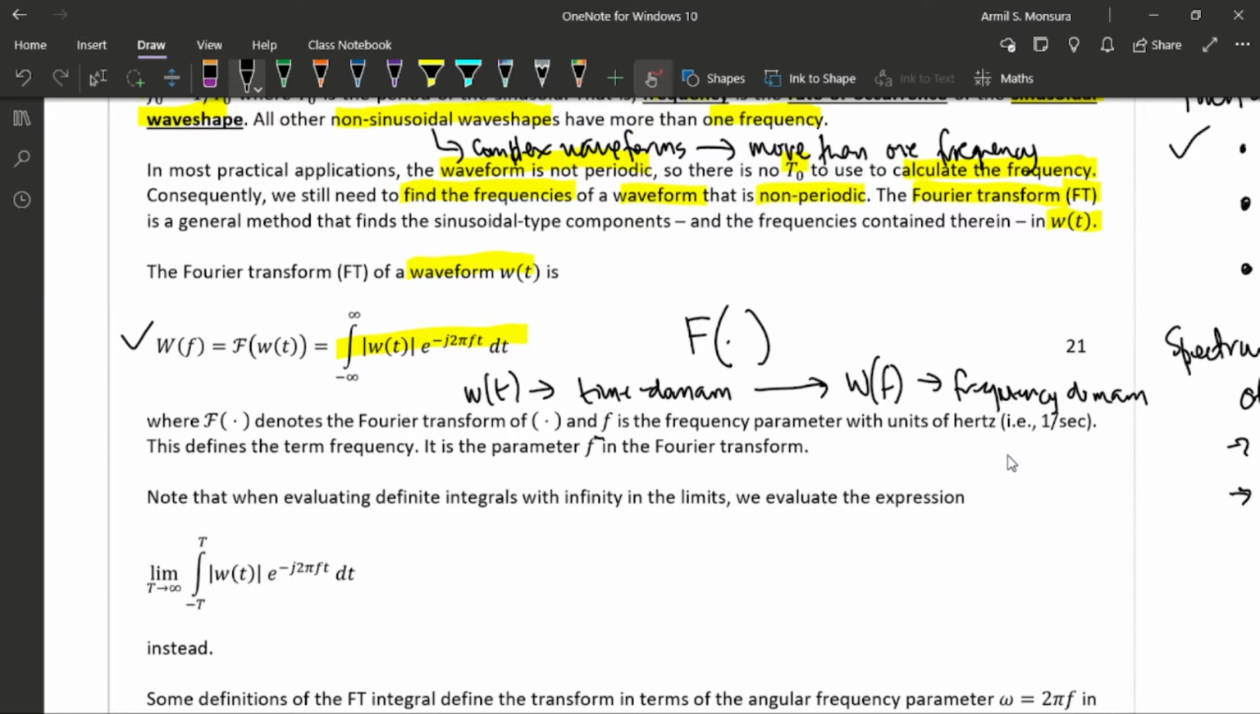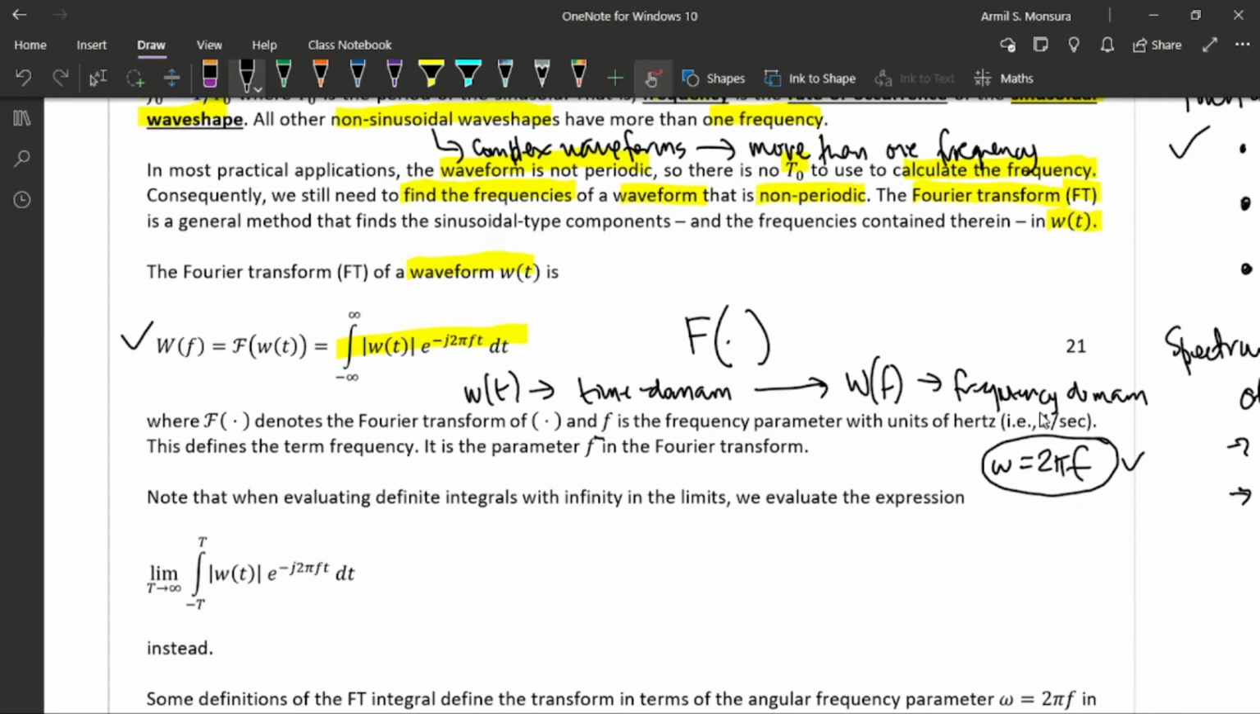Now there are two independent variables that are used under the frequency domain. One is f, which is mostly what we will use. But sometimes, instead of using f, we will use omega, which is 2 pi f. For convenience, we will sometimes use omega instead of f. And the relationship between the two is what we know, which is this one.